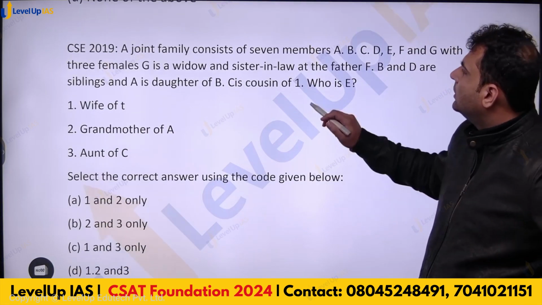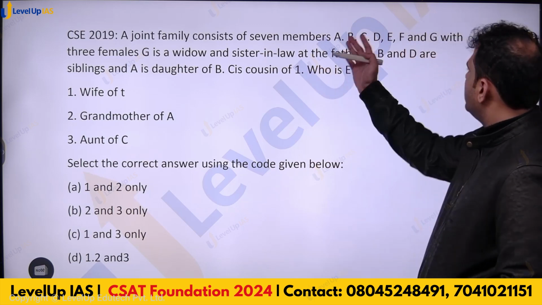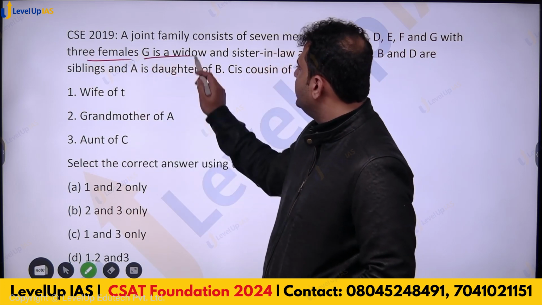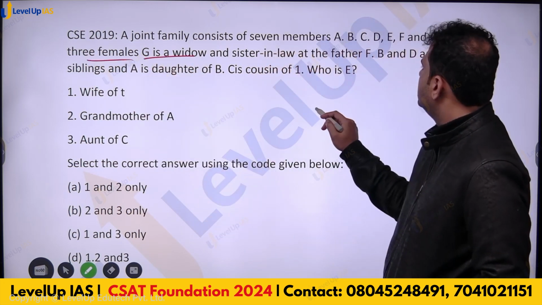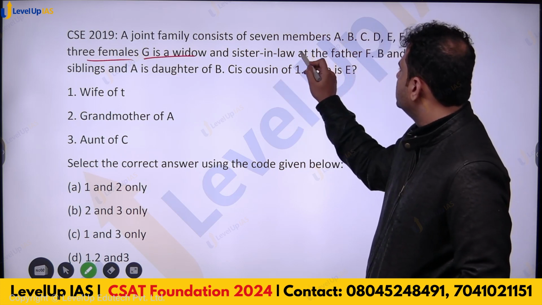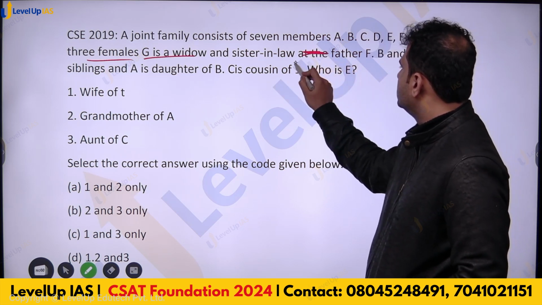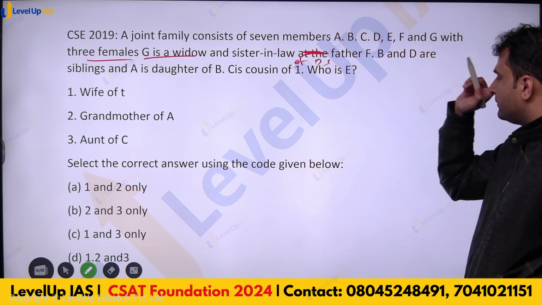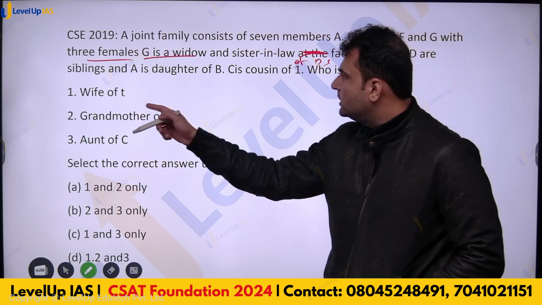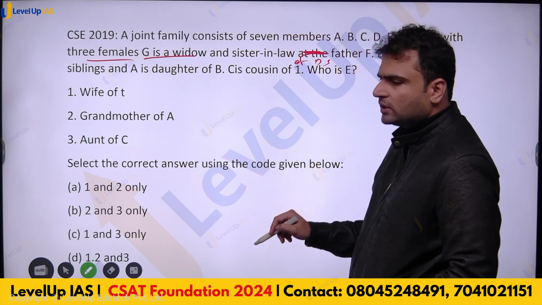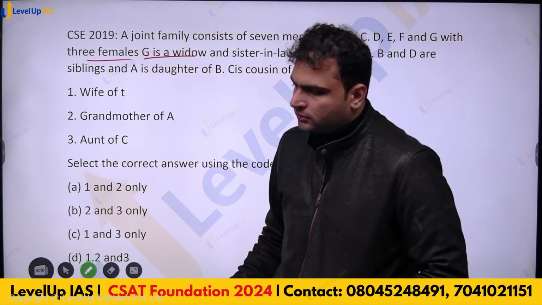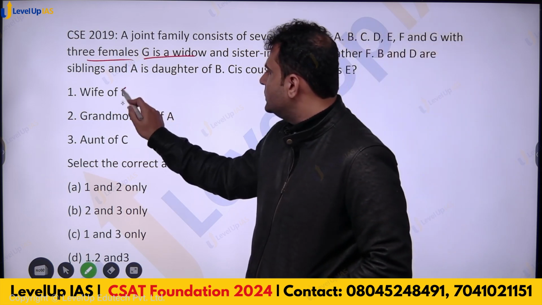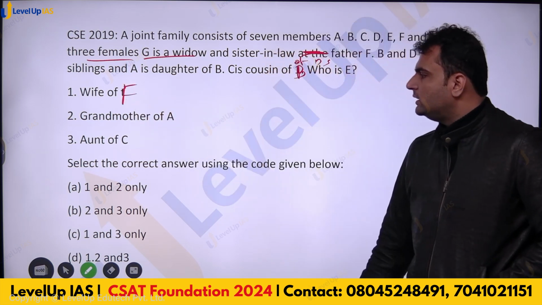Question: a joint family consists of 7 members, from A to G, with 3 females. G is a widow and sister-in-law of D's father F. (There is a typo in the question.) Then we have B and D as siblings. A is daughter of B and C is cousin of B. The question is, who is E? And these are the alternatives.